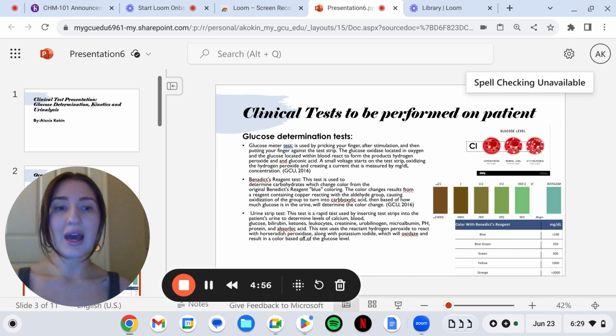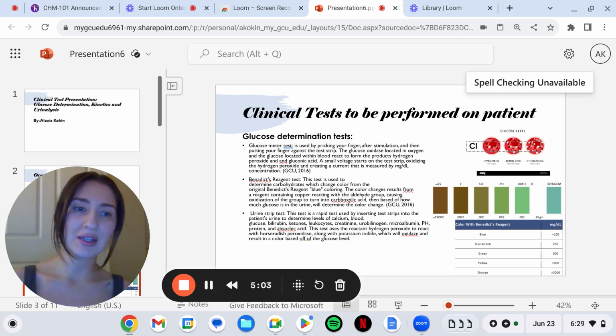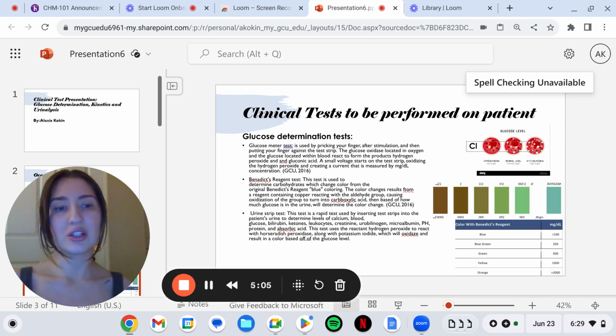So looking at that test, we will have a bluish color if it's negative and a greenish color if it's around 100 to 250. Moving even further, if the levels are higher, going like 1000 to 2000, it's going to be shades of brown, seen on the test results.